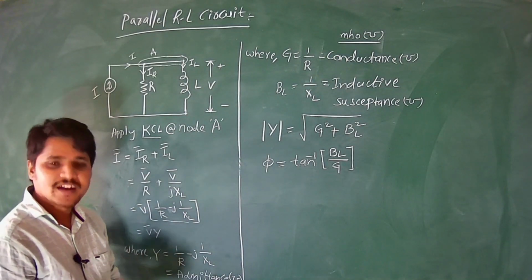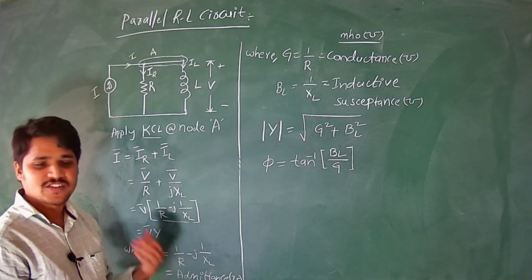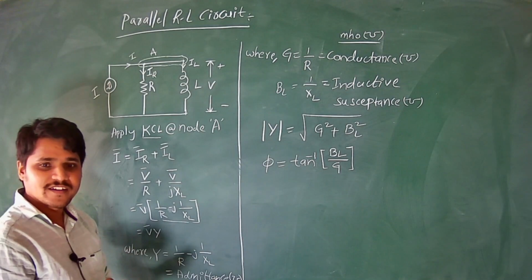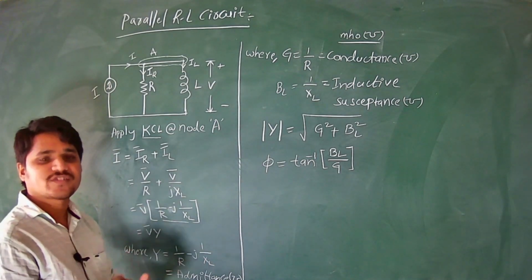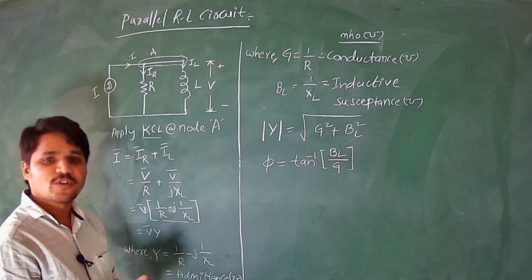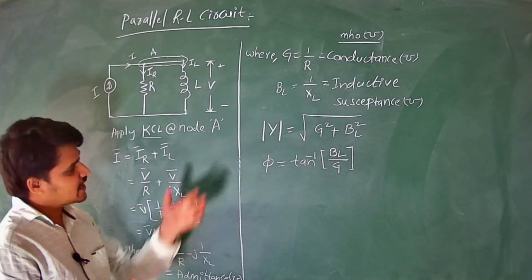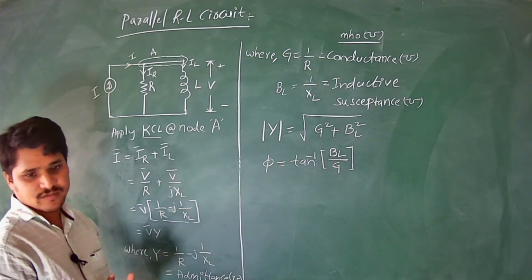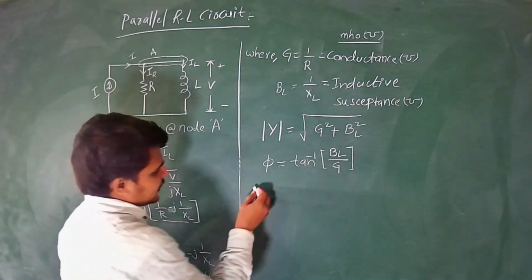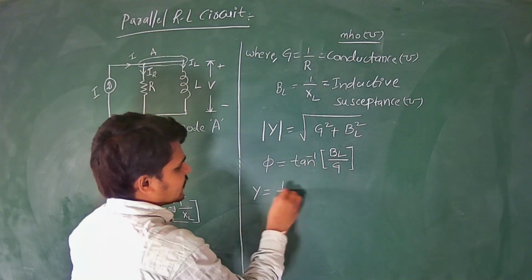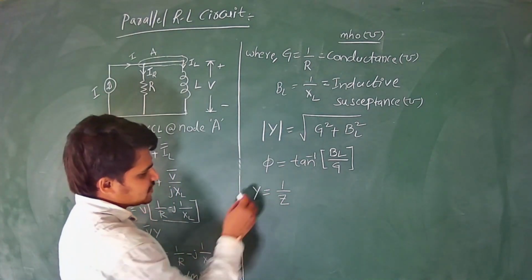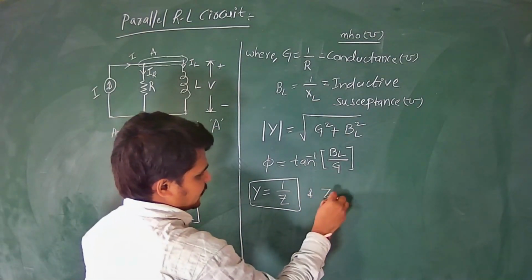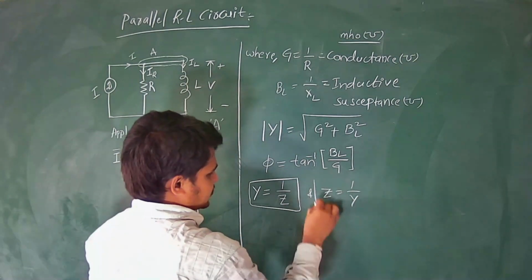Impedance is defined as the total opposition to the AC current, that is resistance opposition and reactance opposition. Here the admittance is the total allowance of the AC current, that is conductance allowance and susceptance allowance. So Y can be written as 1 by Z. That means admittance and impedance are reciprocal with each other.